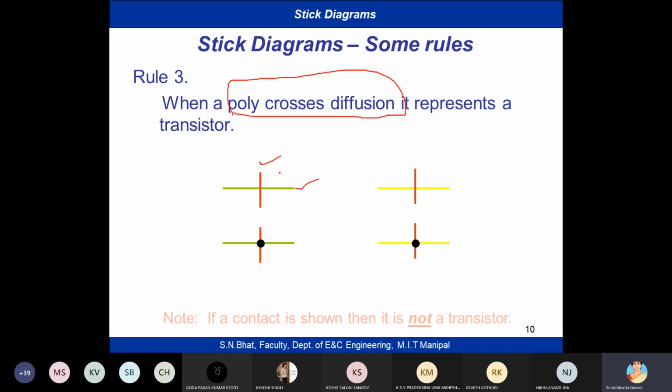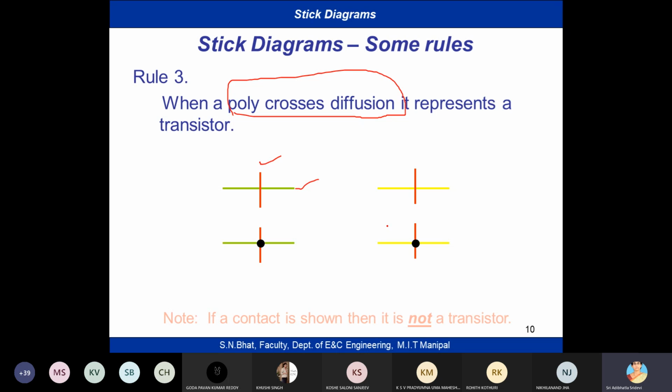Green crossing red, where green is N diffusion and red is polysilicon, means it forms a transistor. Because you remember your NMOSFET architecture: N diffusion, over that silicon dioxide, over that polysilicon metal. Polysilicon acts as a gate, a conducting layer. So the gate is polysilicon, and N diffusion is source and drain.